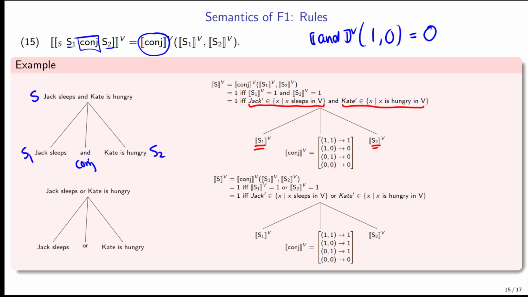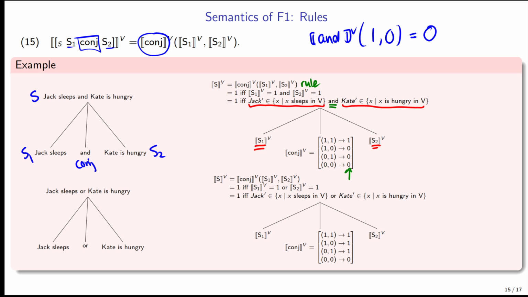The conjunction for and is the truth table that is 1, 0, 0, 0. It's only true when sentence 1 and sentence 2 are both true. So when we write out our rule for the conjunction, we take the conjunction, we apply it to S1 and S2. We paraphrase this, so this is true if S1 is true and S2 is true, and then we replace the values of S1 and S2 with the conditions. So Jack is an element of X such that X sleeps in V, and Kate is an element of the set of X such that X is hungry in V.